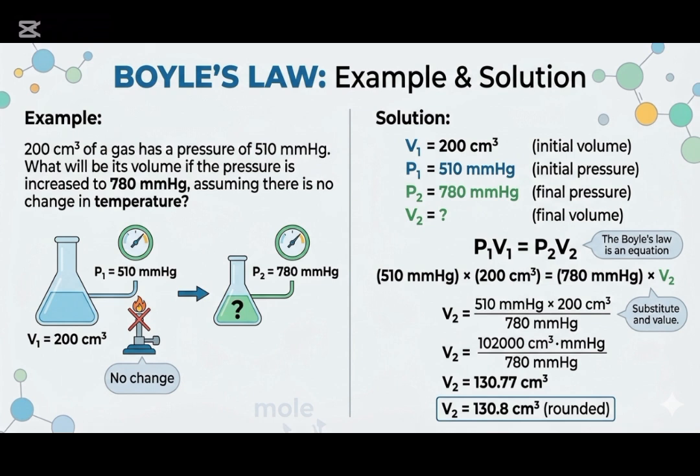So from the relationship of Boyle's law, P1 V1 equals P2 V2, then we substitute the values and the final answer will become 130.8 centimeter cube.